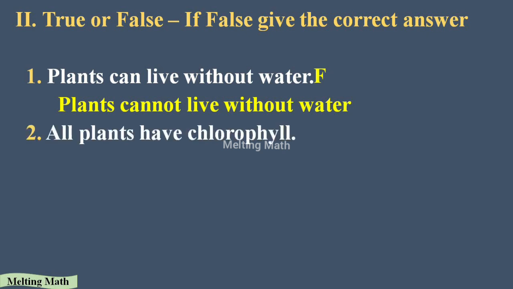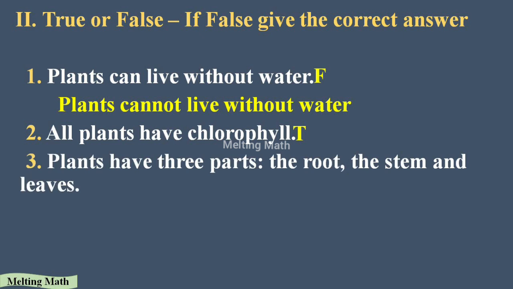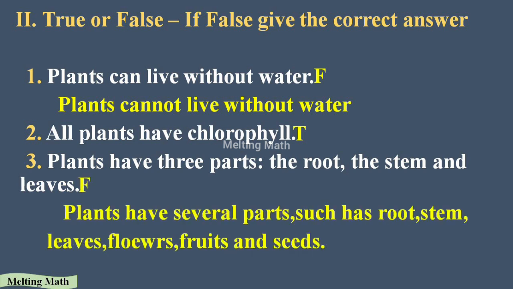All plants have chlorophyll. Yes, it's true, because the green color of the plants around us is due to the presence of chlorophyll only. That green color pigment is called chlorophyll. It's present in all the plants and trees. Okay, next, see the third one. Plants have three parts: root, stem and leaf. Is it correct or not? No, it's false, because a plant has several parts such as root, stem, leaves, flowers, fruits and seeds. This is the correct one.